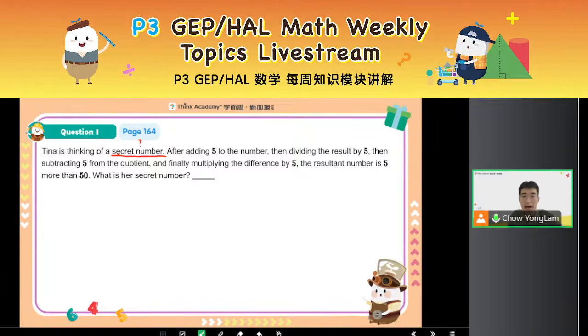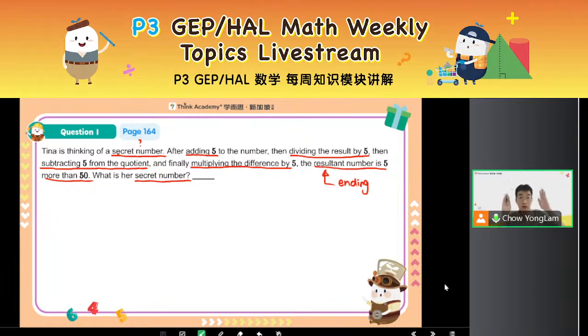But we know after adding 5 to the number, then dividing the result by 5, then subtracting 5 from the quotient, and quotient is the result of your division, and then multiplying the difference by 5, the resultant number is 5 more than 50. The word resultant means it's the ending number. So we know the ending number is 5 more than 50. What is her secret number? We know the ending, we want to find the start. So this is a working backwards problem.